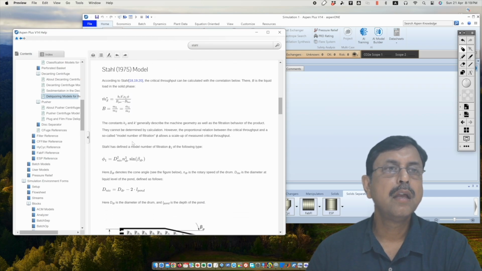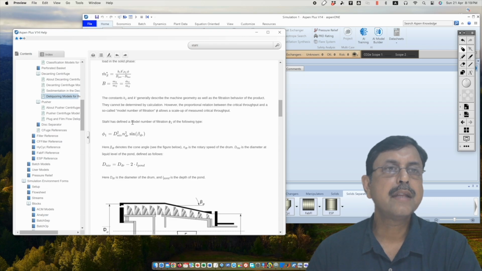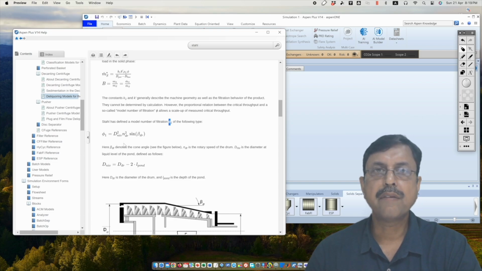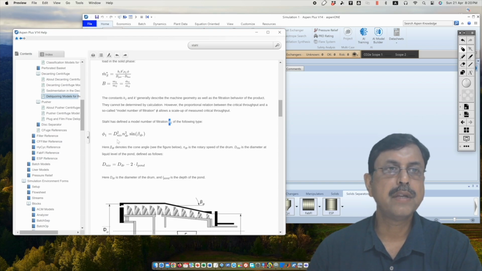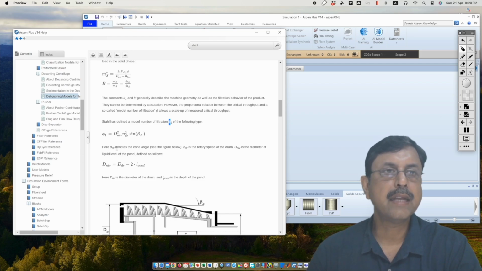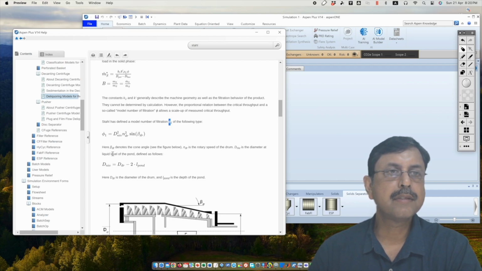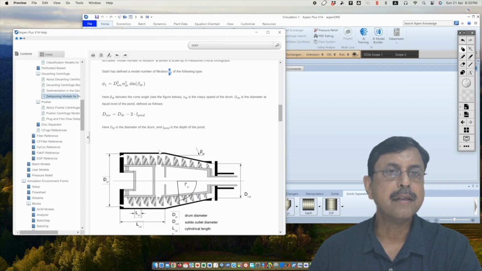Here you have to provide the Stokes model number phi1, which is a function of d neve, that is the diameter of, we have learned what is R neve, so it is d neve, so twice of that. The rotational speed and sine beta. What is beta? Beta is the cone angle, so this is the cone angle.